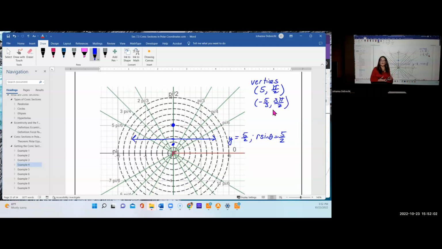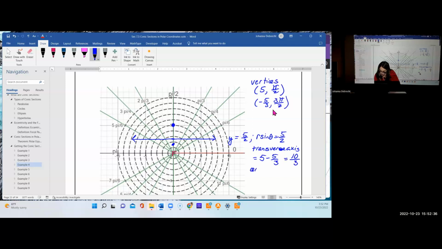Now, we need to figure out where the center is. The center has to be halfway between the two vertices. This is at a distance of 5, and this is at a distance of 5 thirds. So I need to know what 5 minus 5 thirds is, because that's how far it is between them. That would be the transverse axis length. So the transverse axis is equal to 5 minus 5 thirds. 5 is 15 thirds, so this gives us 10 thirds long.